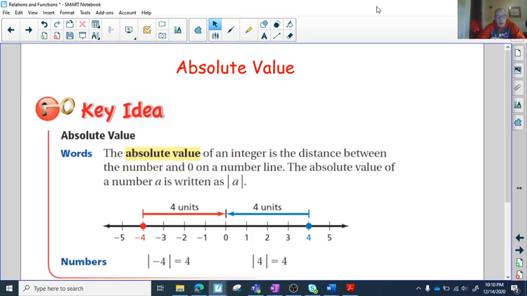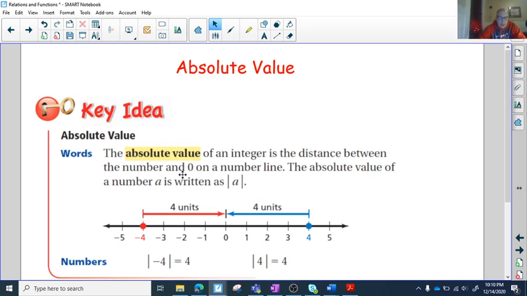Welcome to this video where I'm going to go through a concept referred to as absolute value. I'm going to introduce you to the concept of absolute value and what it means, what the notation and symbols are associated with it, and then we will examine the graphs of a linear absolute value function.